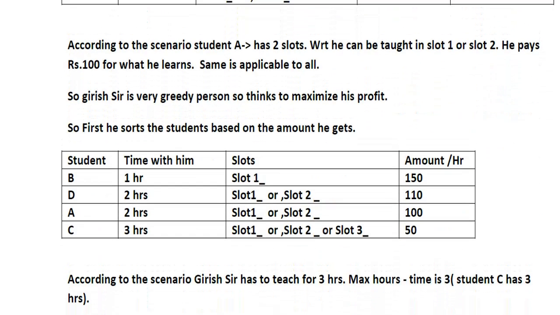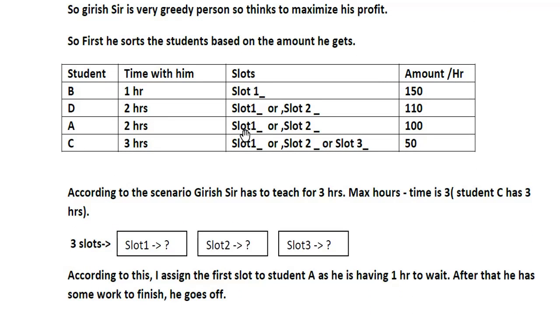So according to this, I will be choosing the students based on the greedy algorithm. First, I will sort the students based on the amount they are going to pay me. According to this, the new table has been formed where student B is going to pay 150 rupees, student D is going to pay 110, student A is going to pay 100, and student C is going to pay 50. So they have been arranged according to the amount they are going to pay.